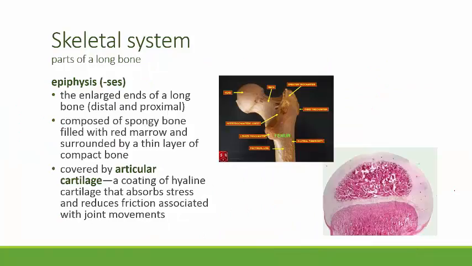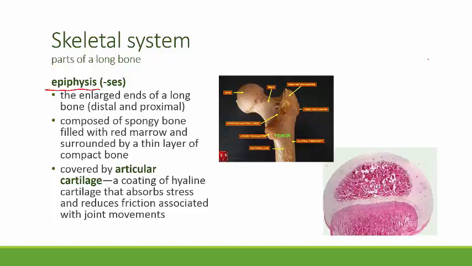Okay, so now let's take a moment then and think about the parts of a long bone. And so here we have the femur. It's the head of the femur, the proximal end of the femur. And the ends of a long bone are referred to as the epiphysis. If it's plural, then epiphyses. So there is a proximal epiphysis to the femur and a distal epiphysis of the femur.